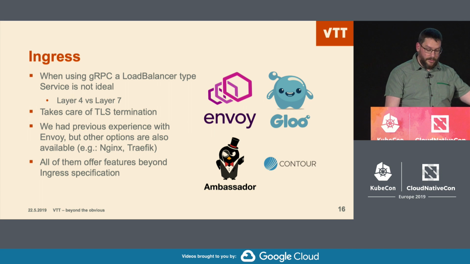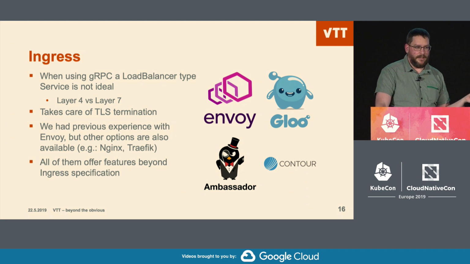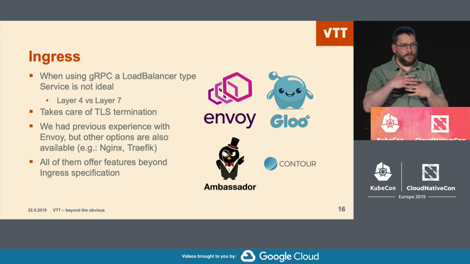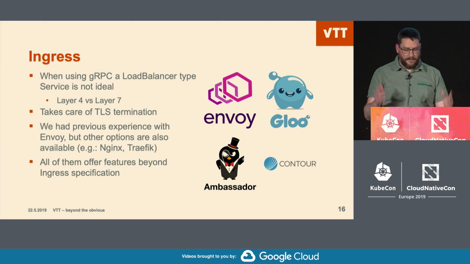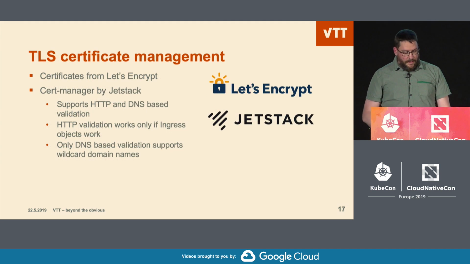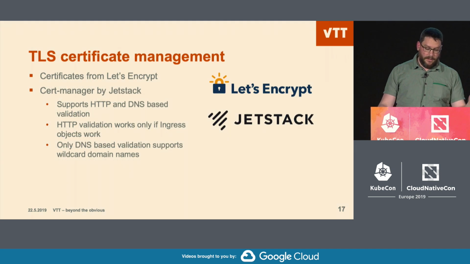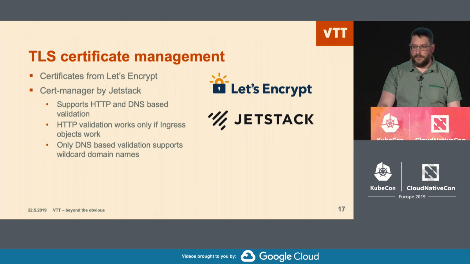Because I forgot to tell you here that both Ambassador and Glue offer their own object instead of Ingress. Glue itself can be installed in a way that it supports normal Ingress objects. Ambassador, as far as I know, doesn't. So it uses a different mechanism to define the same kind of thing that Ingress does with some extended features. Contour itself does support Ingress. And then if you want wildcard domain names in your TLS, then you can do that only with DNS-based validation.